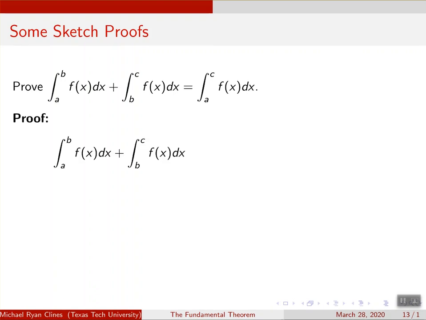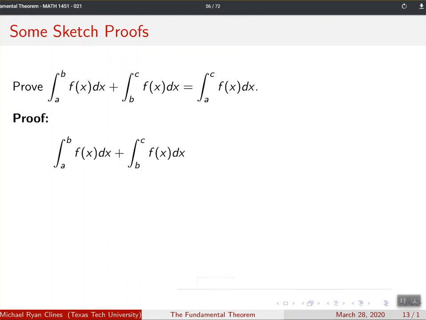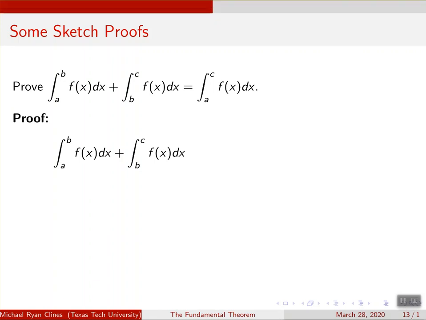All right, start at the left-hand side, and we get the integral from a to b of f of x dx plus the integral from b to c of f of x dx. Well, by invoking the fundamental theorem of calculus and letting capital F be the antiderivative of f, we get this.